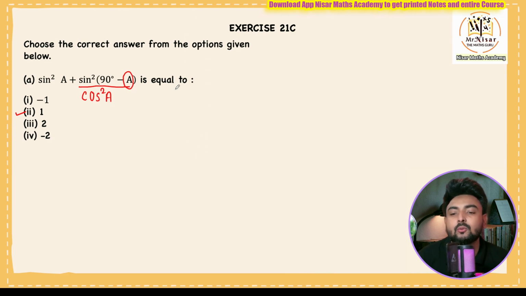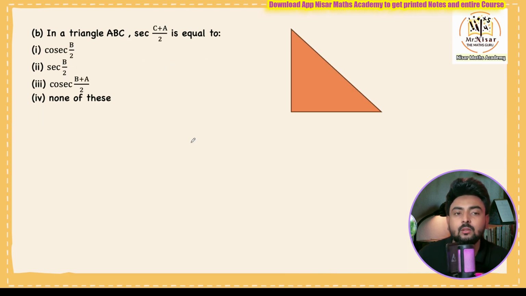Let's go ahead to the next question. The next question we have is in a triangle ABC. See, I have just taken a triangle. I'll just give the name here, ABC. In triangle ABC, it's given to us, we have to find sec of (C plus A) by 2. So children, tell me first of all, what is the sum of all angles of a triangle? I can say that the sum of all angles of a triangle, A plus B plus C, the sum is how much? 180.